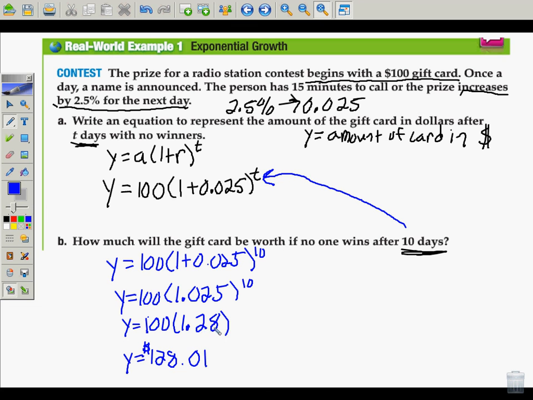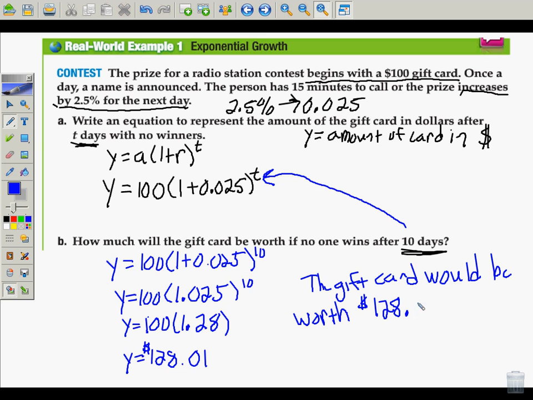So there's my answer, but since it's a word problem, I'm going to write a sentence. So the gift card would be worth $128 and that 1 cent. And that's all there is to it. All we had to do was plug in our values into the equation for exponential growth, and then it was pretty straightforward from there.